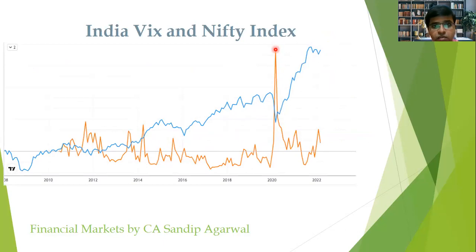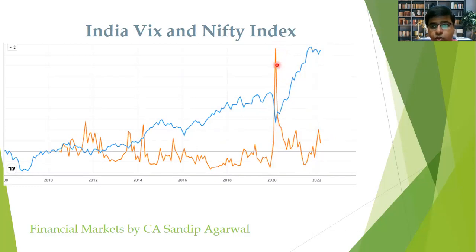If you see my cursor, here the India VIX shot up to the highest level. It was around 80-90 levels, somewhere around March 20. So you can see when the India VIX shot up to the highest level, the market went down to the lowest level. By seeing this comparative chart of India VIX and Nifty, you can see whenever the market moves up, the India VIX goes down, and whenever the India VIX goes up, the market goes down. This is an inverse relationship.